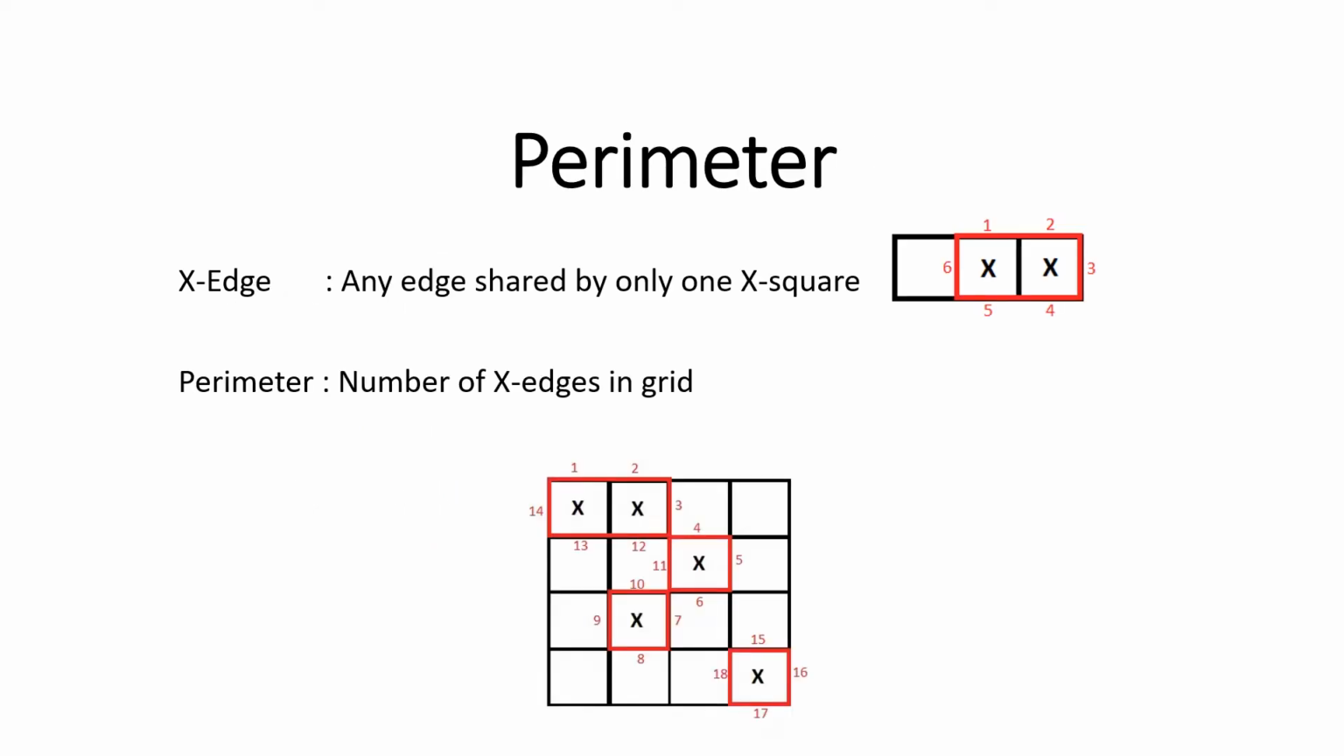X edge is any edge shared by only one X square. As shown here in this figure, there are 6 X edges represented by red lines. Perimeter of a grid system is defined as the number of X edges present in it. As shown in the figure below, there are 18 X edges represented by red lines, so the perimeter of this figure is 18.